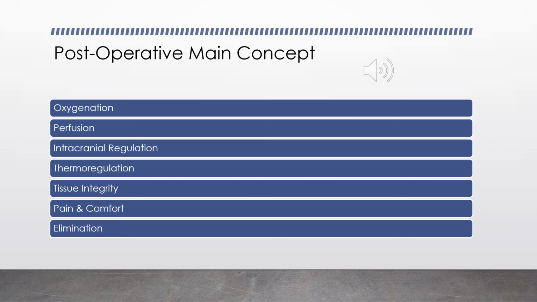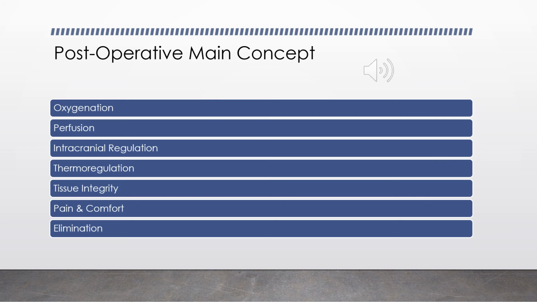So now let's look at our concepts postoperatively. These should look very familiar. Some of the same concepts we looked at in the preoperative stage. So oxygenation, perfusion, intracranial regulation, thermal regulation, tissue integrity, pain and comfort, and elimination. So all those potential risks in the preoperative phase can now become actual issues postoperatively. So understanding what your patient's risk factors are prior to, and depending on what type of surgery, for example, if they're having surgery on the lungs or the heart, they're going to have more issues there than if they're having foot surgery per se.